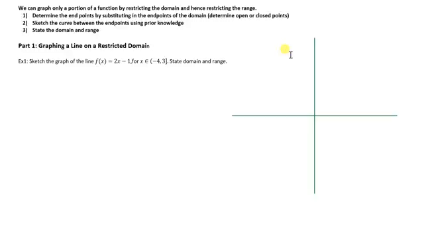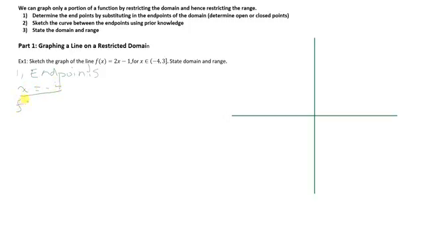Here are my steps. When we only want to graph a portion of the graph, we start by determining the endpoints by substituting in the endpoints of the domain. And we'll also have to state whether it's an open or a closed point. So let's start with that. Step 1, we need to get our endpoints. First, let's start with when x is equal to -4.